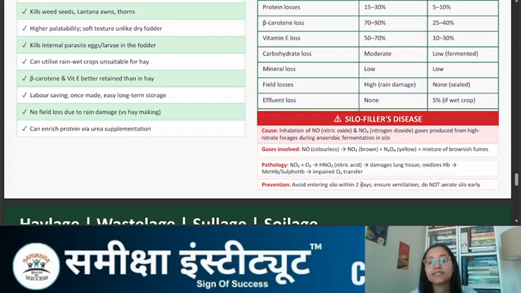Then avoid entering the silo within 2 days and ensure that there is ventilation, and do not aerate the silo early. So through these methods, silo filler's disease can be prevented. Basically it is an occupational hazard that occurs inside the bodies of the people that are associated with silage filling.